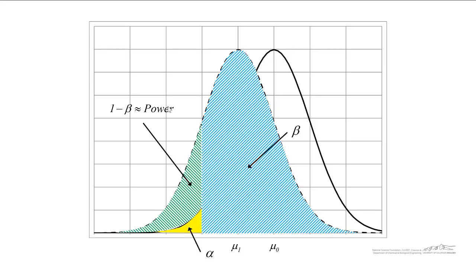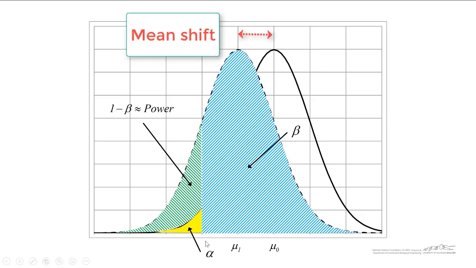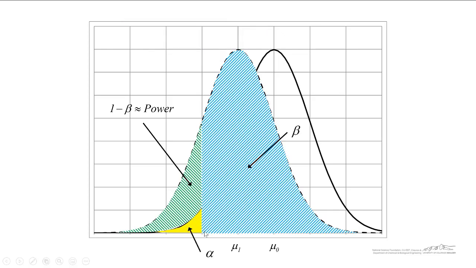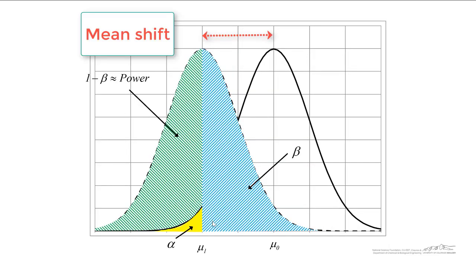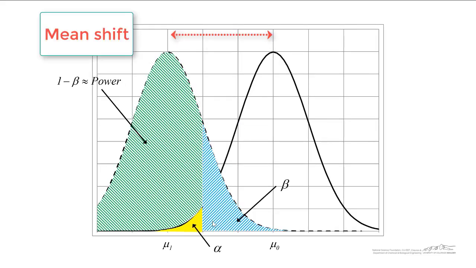If we look at power graphically, and we look at the effect of the mean shift that we're trying to detect, the difference between mu naught and mu 1, as the shift in mean is greater, x bar c remains the same, and so alpha remains the same. As we increase the distance between the null and alternate hypothesis, beta will actually go down.